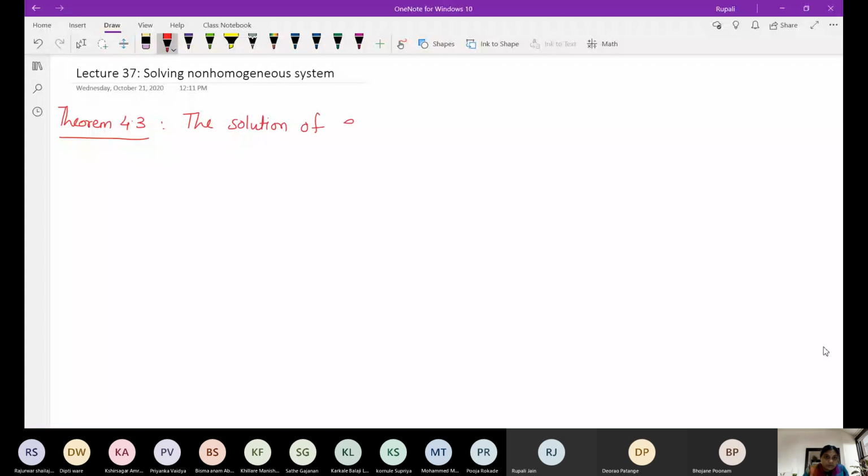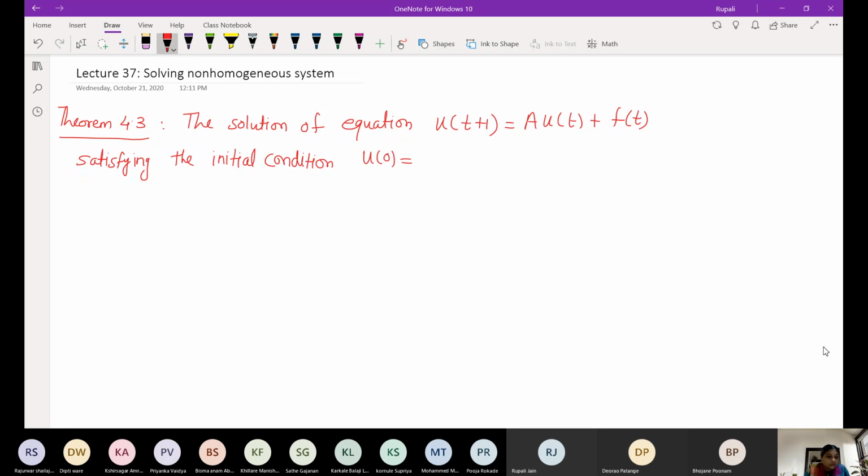Okay. The solution of the equation u at t plus 1 is equal to a u of t plus f of t, satisfying the initial condition u at 0 is equal to u0, is u at t is equal to a raised to t u0 plus summation s is equal to 0 to t minus 1 a raised to t minus s minus 1 f of s.